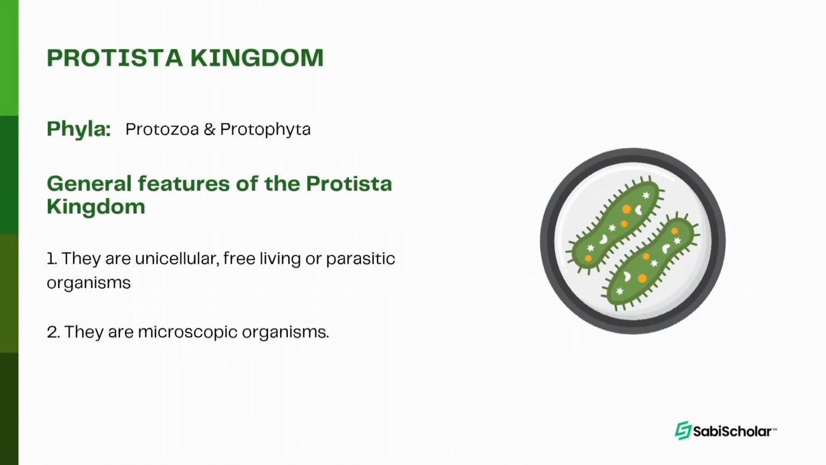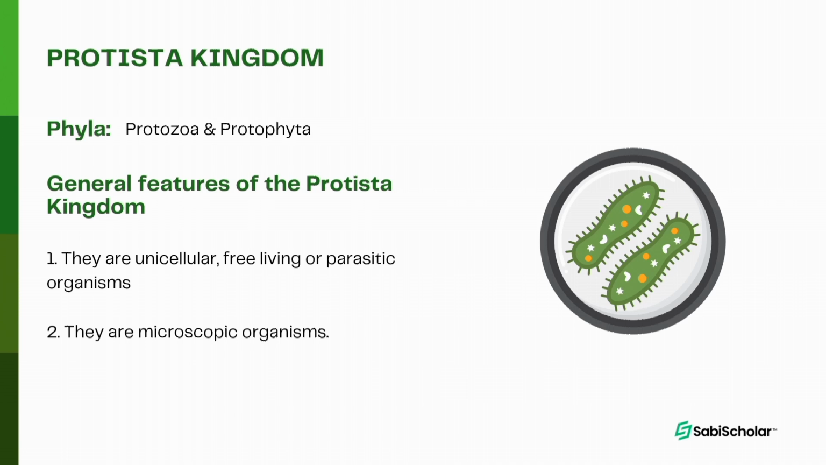The next kingdom is the Protista kingdom. In the Protista kingdom, we have the phylum Protozoa and the phylum Protophyta. Examples of organisms under these phyla, under this kingdom as well, are the Amoeba, the Paramecium, the Chlamydomonas, the Euglena, the Diatoms, and the Chlorella. Now let's look at their features.